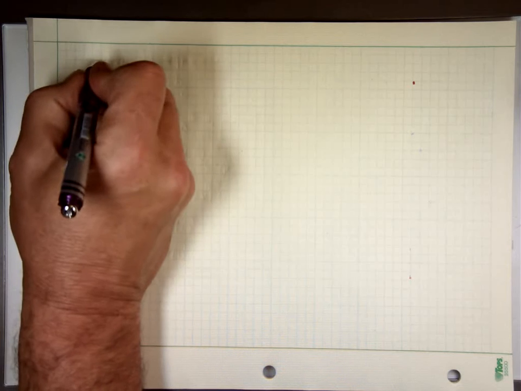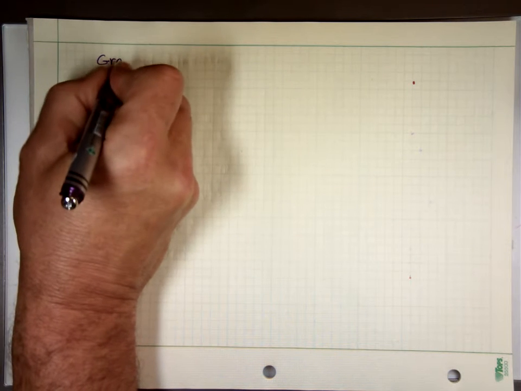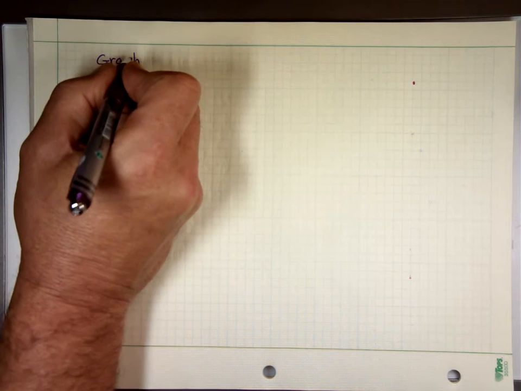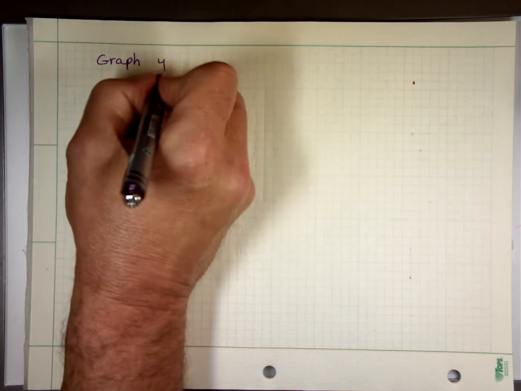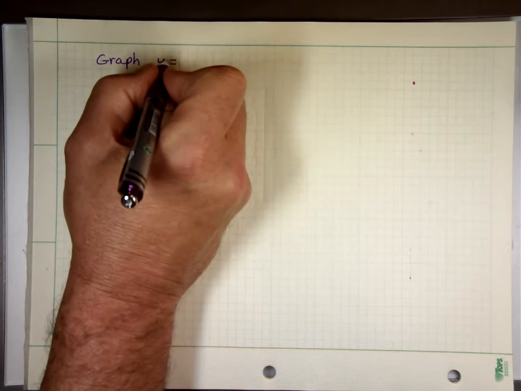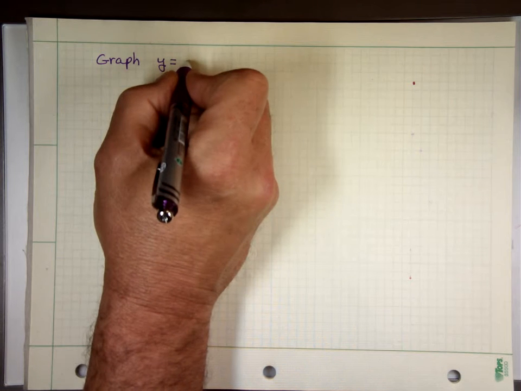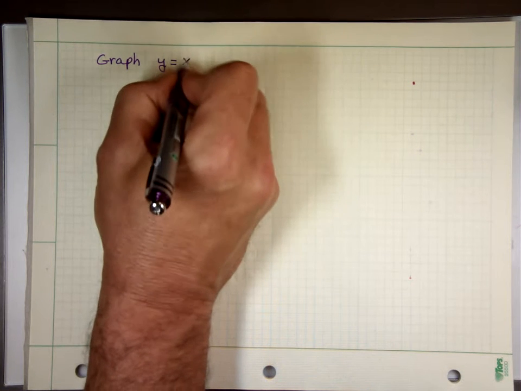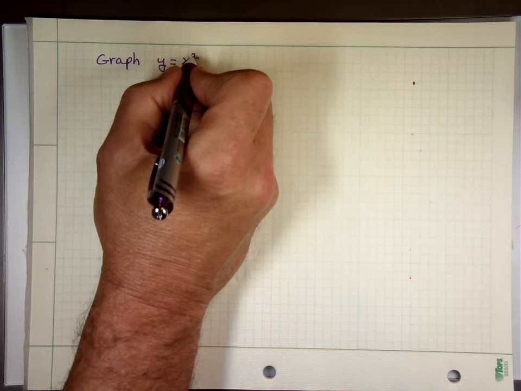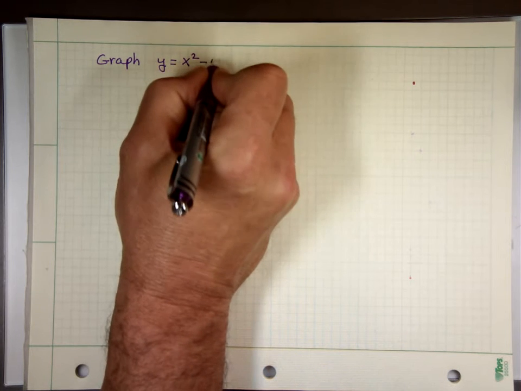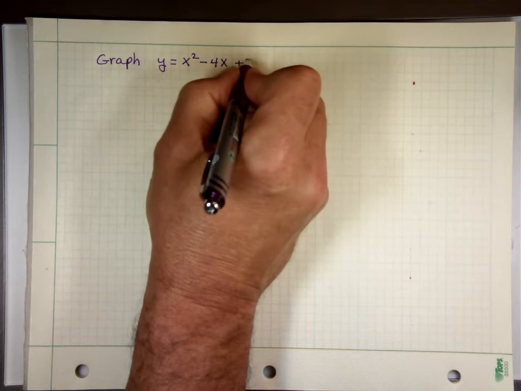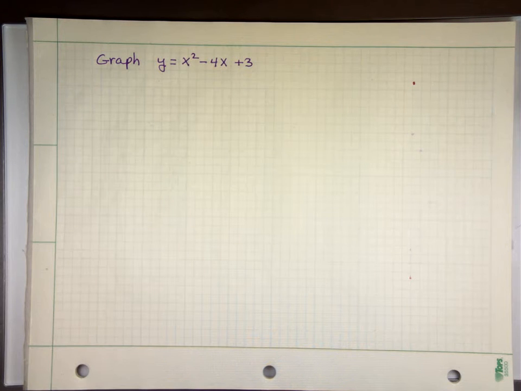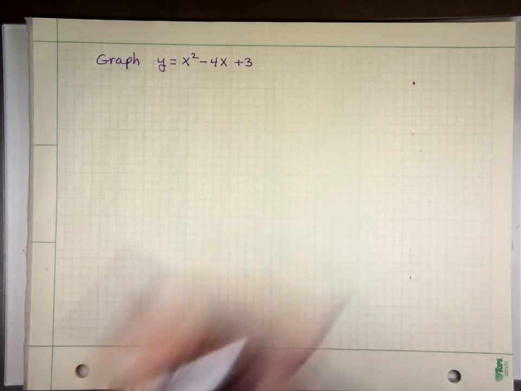Graph y equals x squared minus 4x plus 3. Well, just by looking at it, notice the coefficient of x squared is positive.